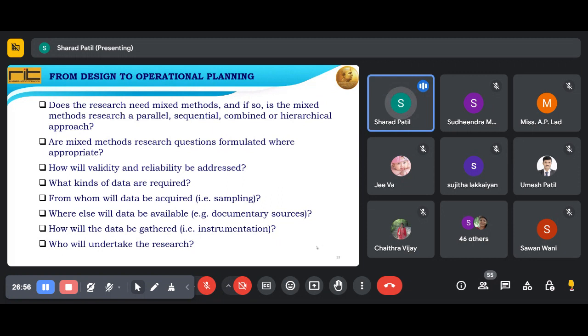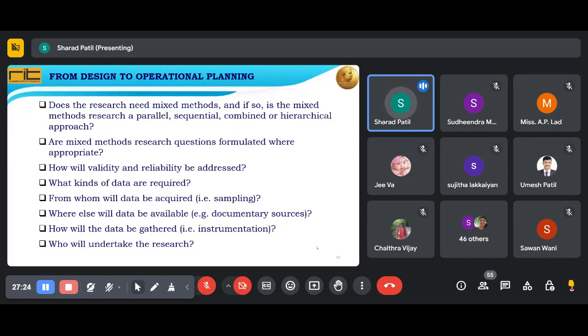Then, are the mixed methods research questions formatted where appropriate? Whatever mixed methods you have opted for, you have to decide whether your research questions are appropriate or not. If not, then come back and change the method of whatever the research design is, and then go ahead with the research questions you are having.